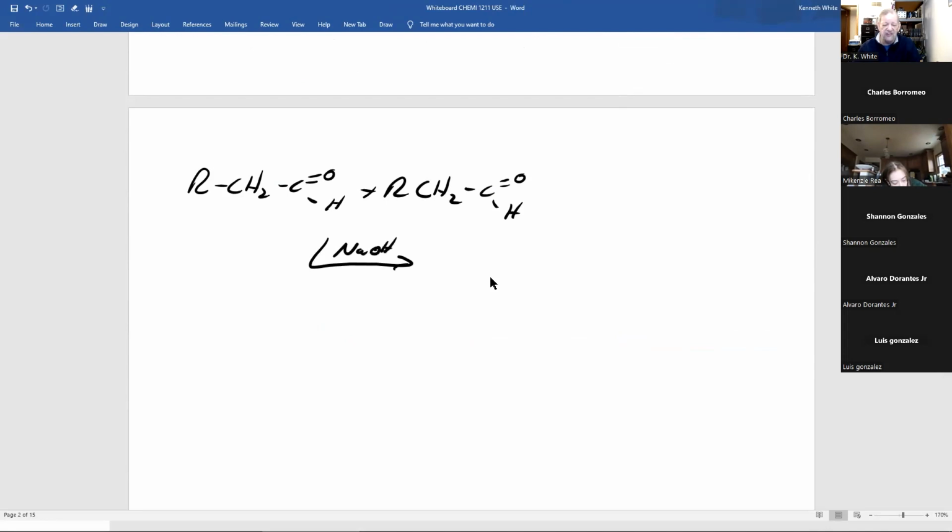Now, there are other bases, but for this class, I will use sodium hydroxide. We look at one of the aldehydes. I'll remove a hydrogen from there. I'll get an enolate anion, and that will attack the other carbonyl.